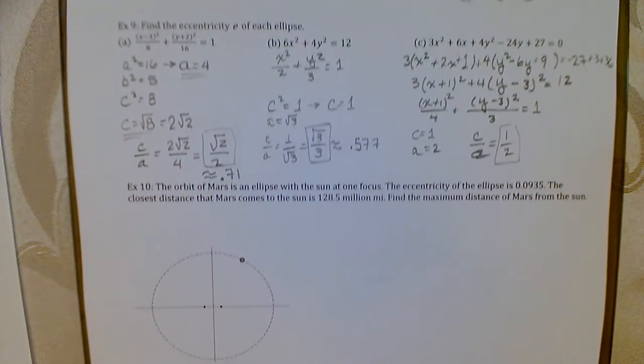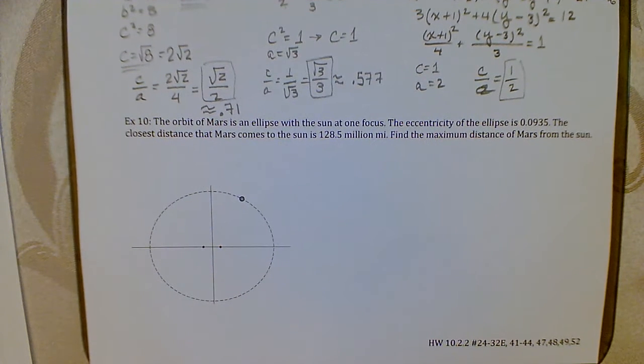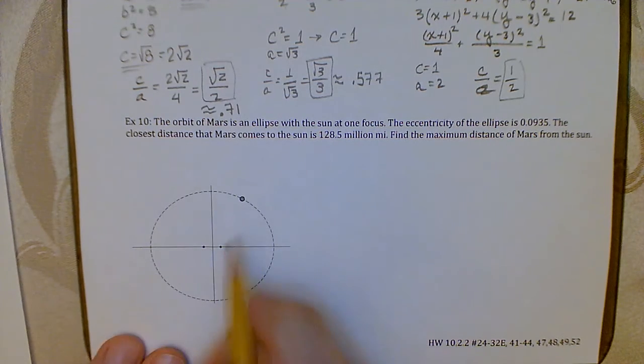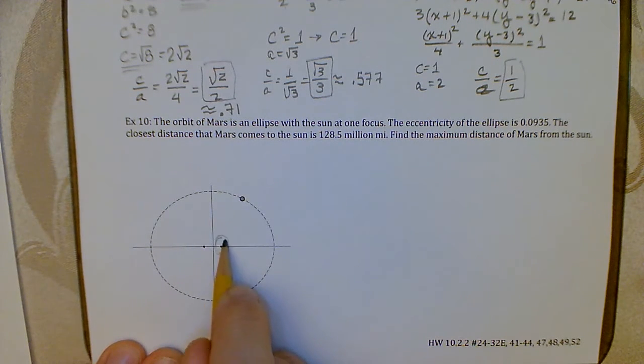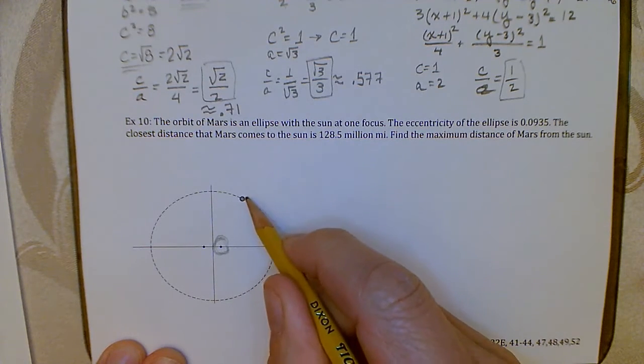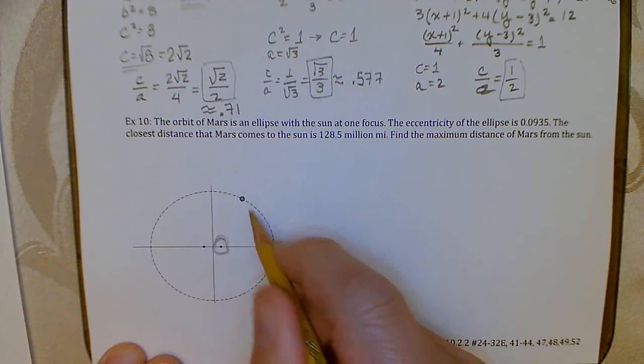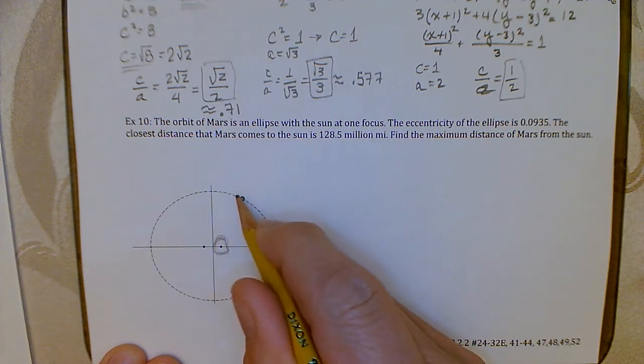Okay, all right, last example, number 10. The orbit of Mars is an ellipse with the sun at one focus. So we could draw in something like the sun here, right? These obviously aren't drawn to scale. Mars compared to the sun is probably 100 times smaller, but we really want to just think of these as points.